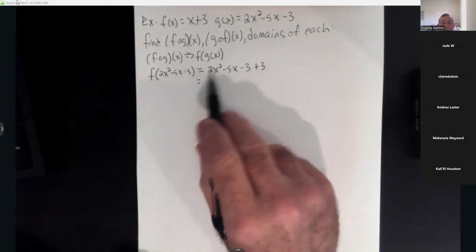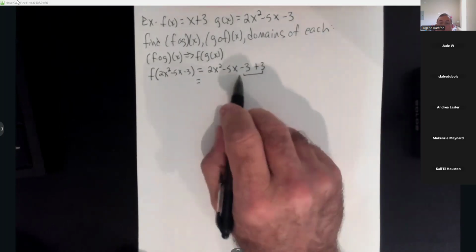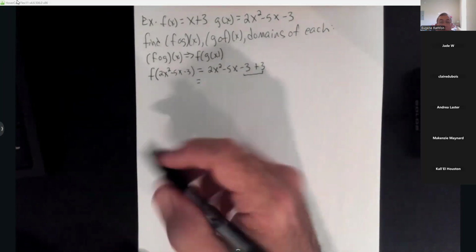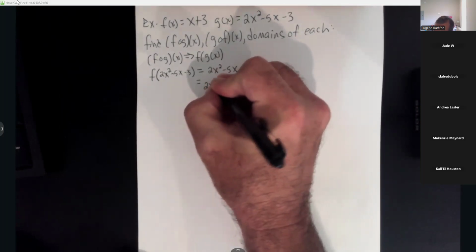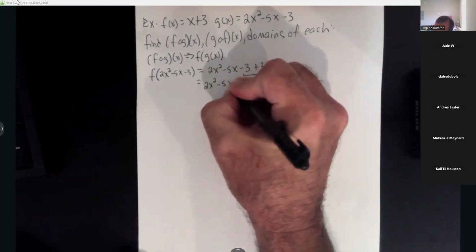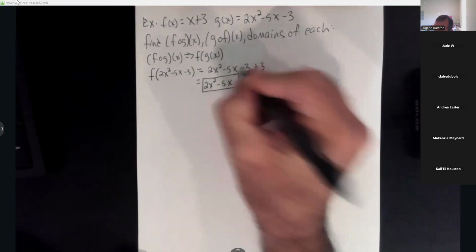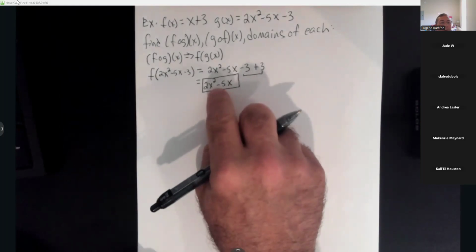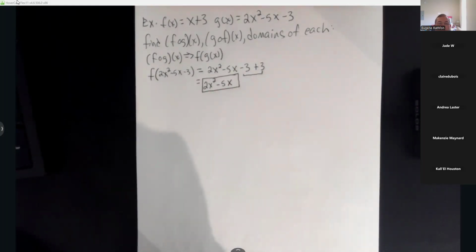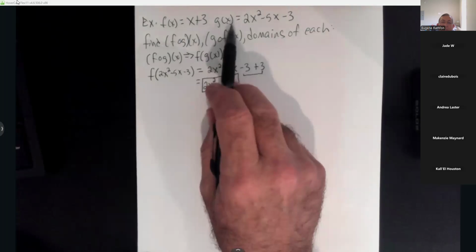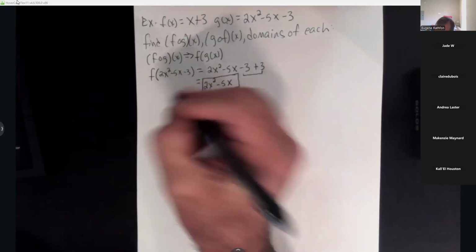All right, so all you can do, remember, is add like terms. The only like terms I have are the numbers, negative 3 and 3, which cancel. So my final answer is 2x squared minus 5x. Cannot go any further on that. All right, y'all, well, I can tell us the g one's going to be the fun one. The g of f of x.